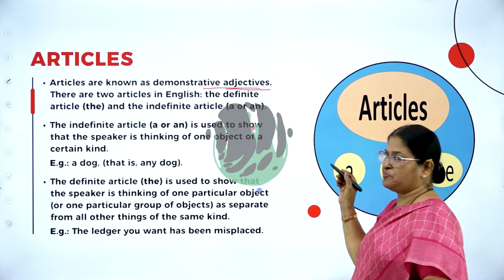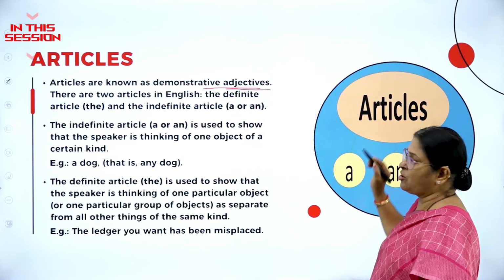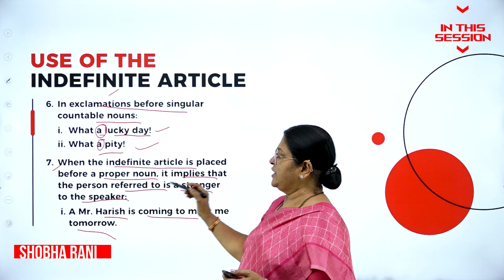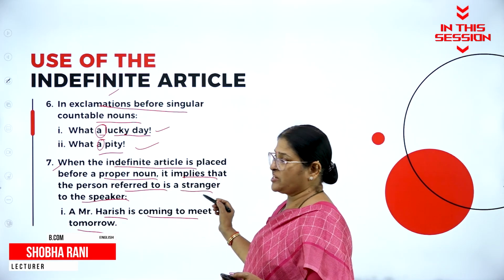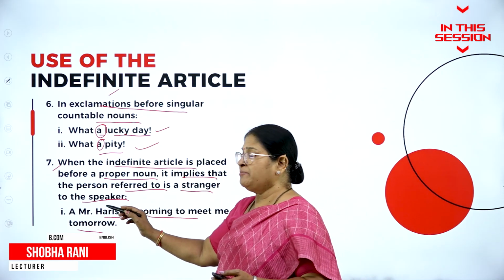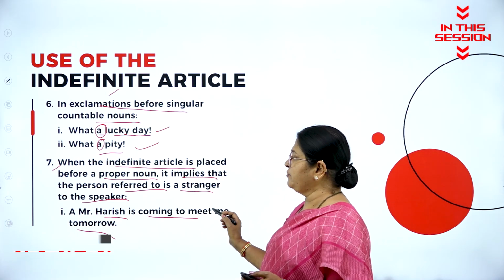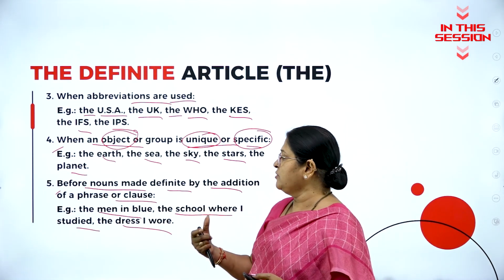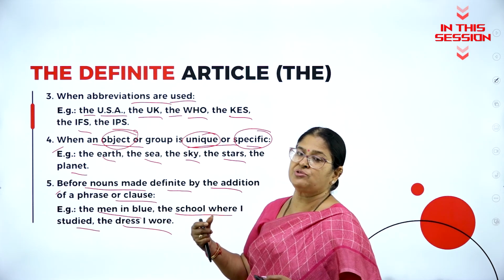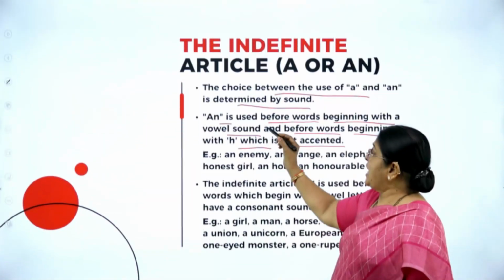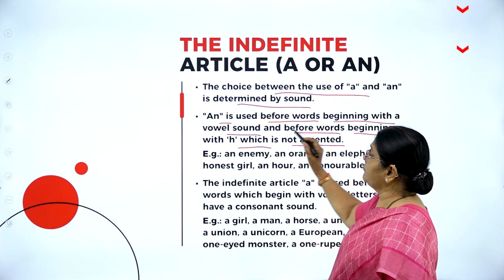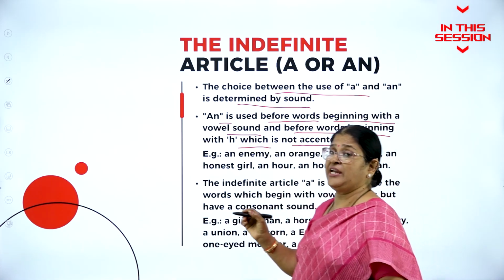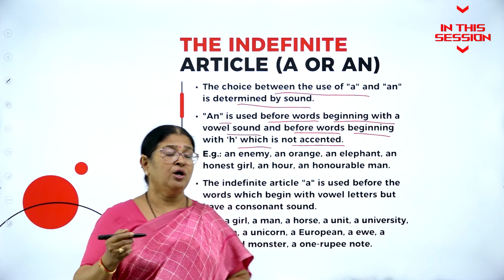So here you can see in this picture, a, an and the are called articles. It implies that the person referred to is a stranger to the speaker. A Mr. Harish is coming to meet me tomorrow. When we use a set of words or a phrase or a clause, at that point of time we use the definite article called the. An is used before words beginning with a vowel sound. Like for example, A, E, I, O, U are called vowel sounds.